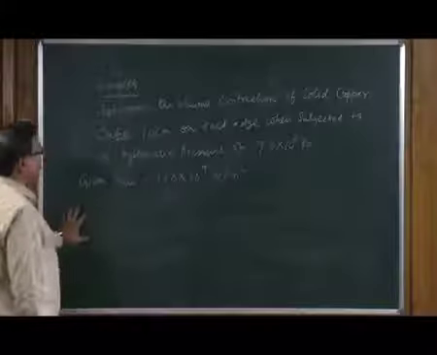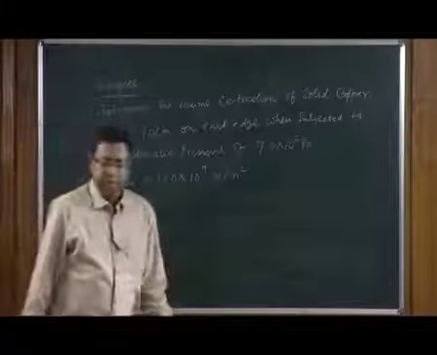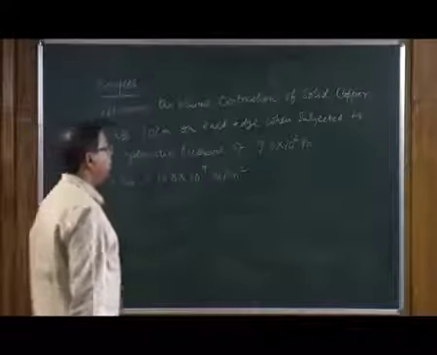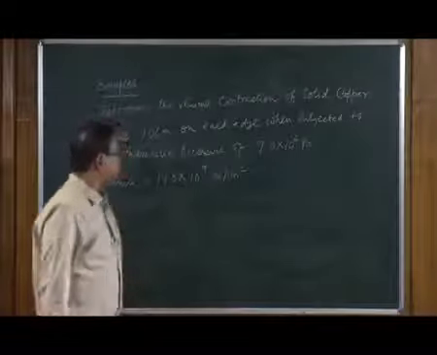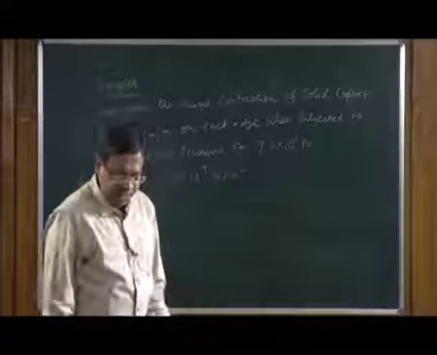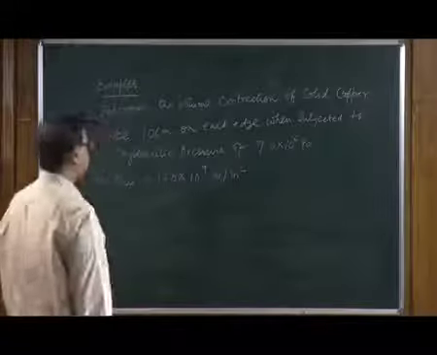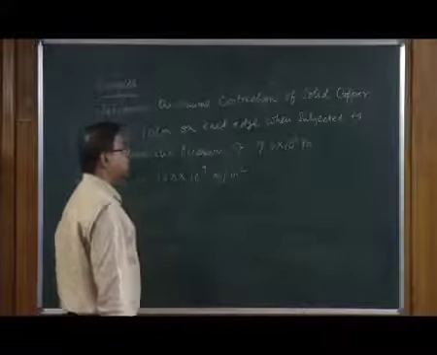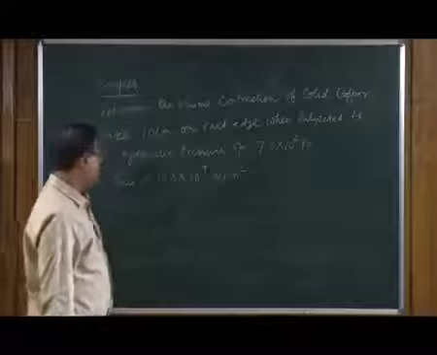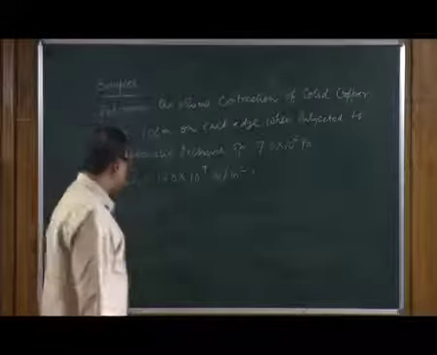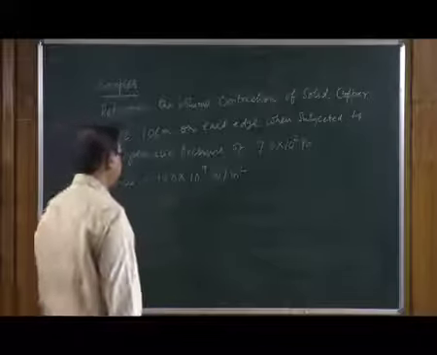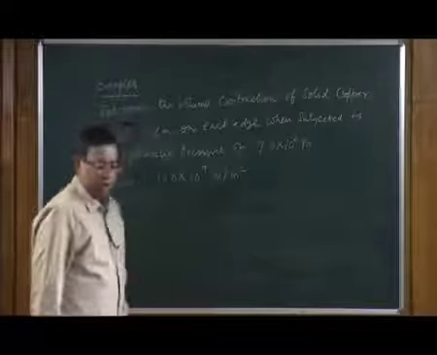As a third example, let us see again the computation of bulk modulus, now not for a liquid, but for a solid copper cube, which is 10 centimeters on an edge, and it is subjected to a hydraulic pressure of 7.0 into 10 to the power 6 Pascal, and given that the bulk modulus of solid copper is 140 into 10 to the power 9 Newton per meter square.